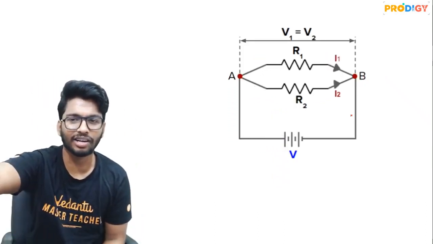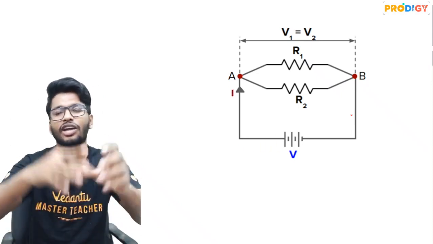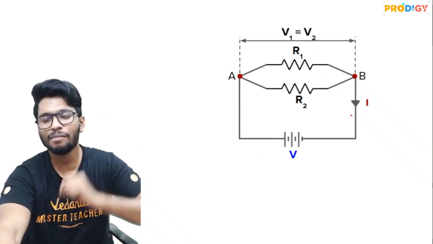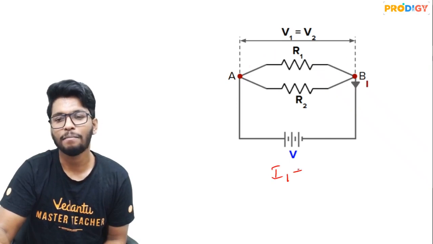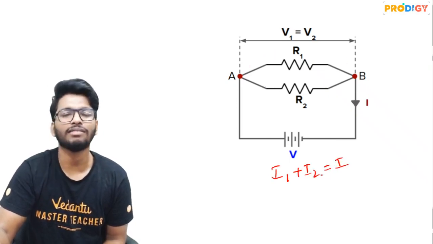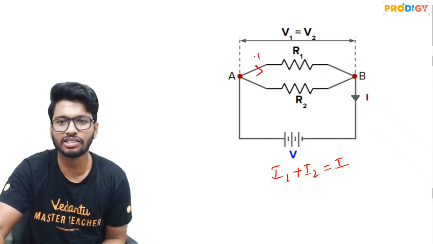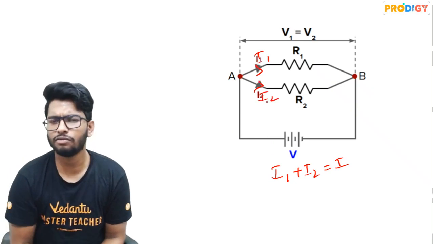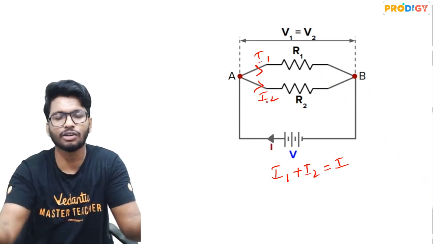See this, it becomes I1 and I2. And again, once they reach B, it will become I again, because the current merges together and then flows back into the battery. Simple as that. Alright, guys. So here, I can write this as what? I1 plus I2 is equal to I, because the current is getting distributed. So what is I1 and I2? I1 is nothing but the current flowing through R1, and I2 is nothing but the current flowing through R2. So it is the same current getting distributed. So I can write it as I is equal to I1 plus I2.